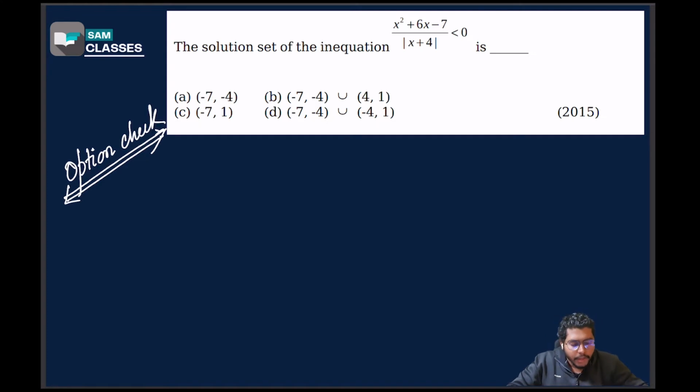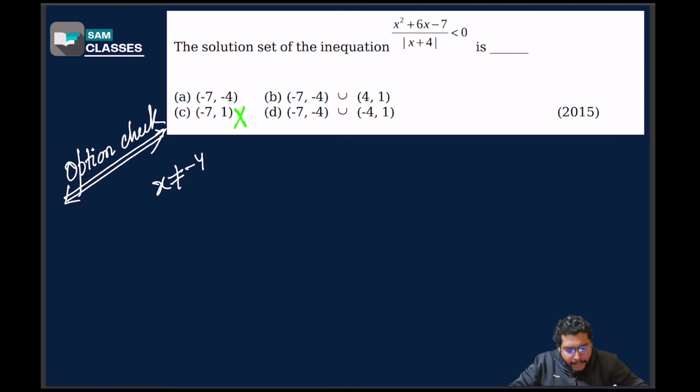Now if you see, students, the denominator can never be 0. So x can never be equal to minus 4. So which options got cancelled? X can never be equal to minus 4. So if you see, option C got cancelled because it is minus 7 to 1. Correct? C is nowhere in the picture.